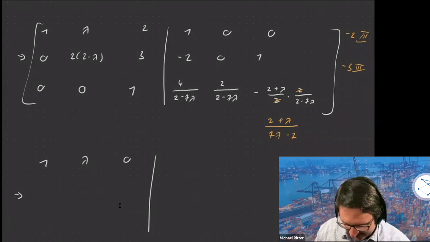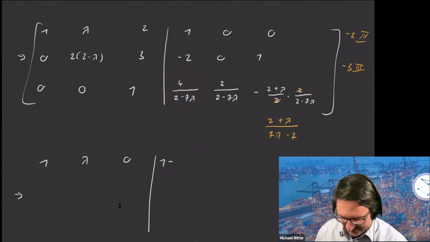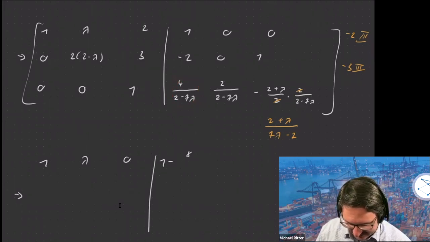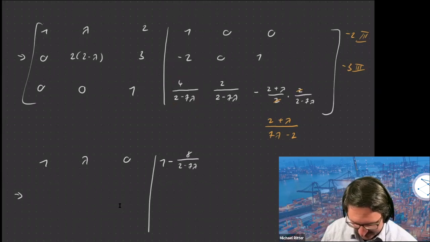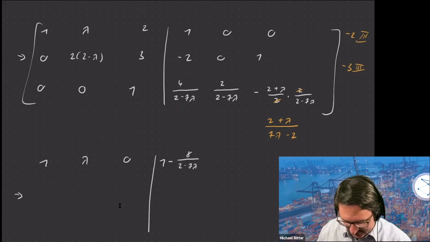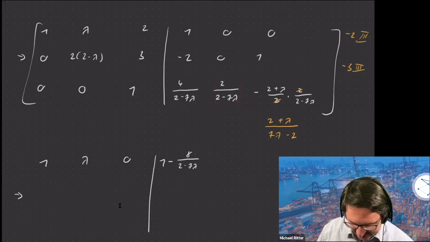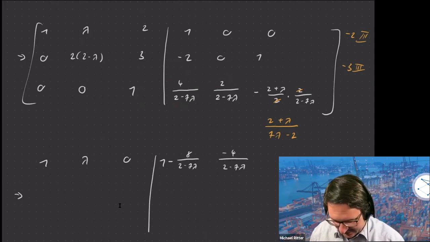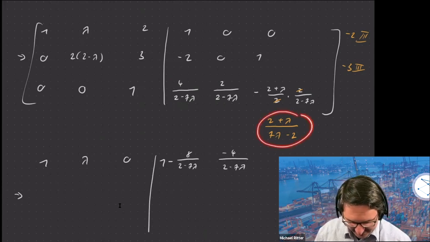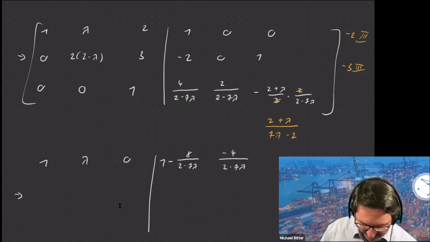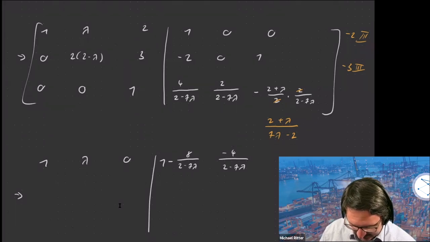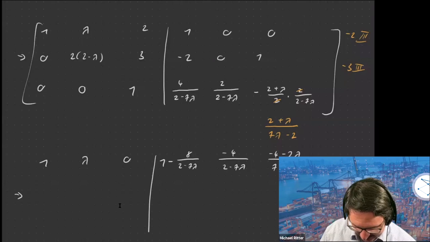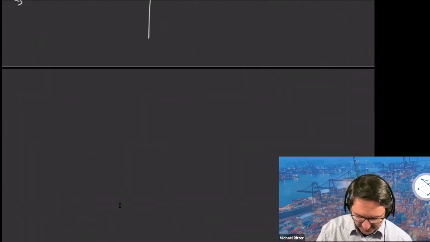Let's see about the right-hand side. That is 1, let's write it down first before we simplify this. So 1 minus 2 times this entry here. So minus 8 over 2 minus 7 lambda. Then we have 0 minus 2 times this entry here. So that's minus 4 over 2 minus 7 lambda. And then we have 0 minus 2 times this entry here. And that is minus 4 minus 2 lambda over 7 lambda minus 2. Yeah, still looks halfway decent.